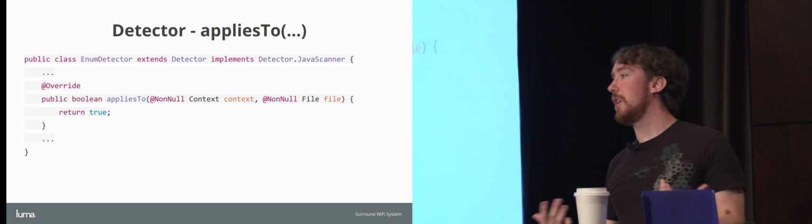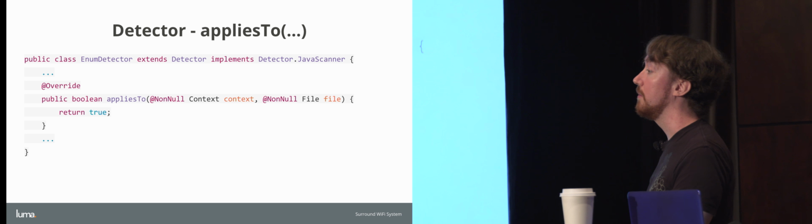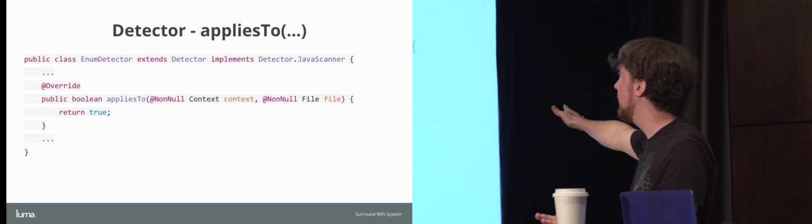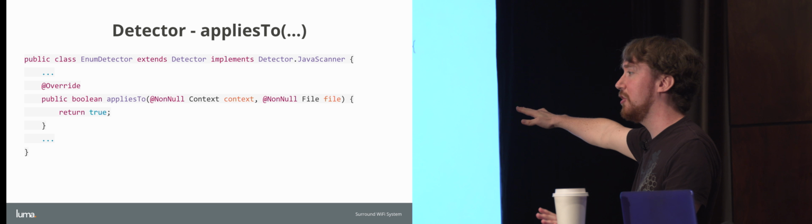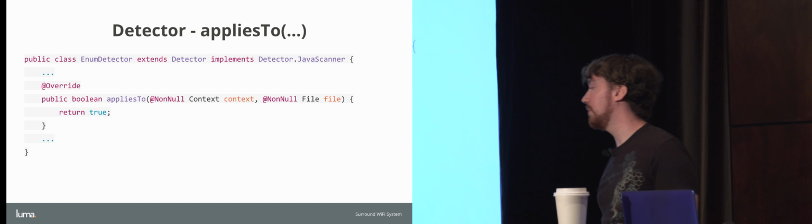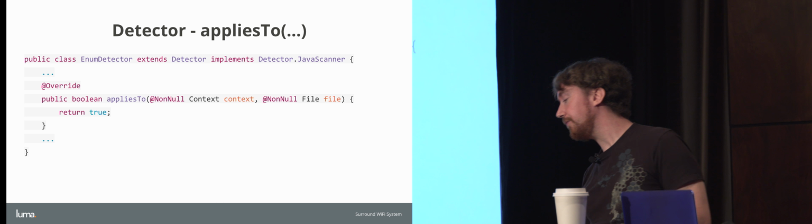Maybe our lint check was really based around naming schemes. And we could actually just take the file handle and look at the name. And we could determine based on that whether it actually should be checked or not by our detector. So we could do a file.getName and then check if it ends with enum, for example, or begins with it, depending on what your naming scheme is.